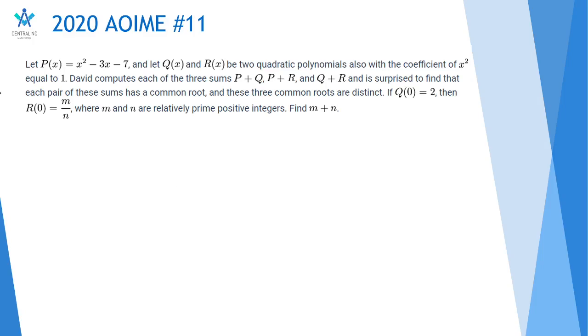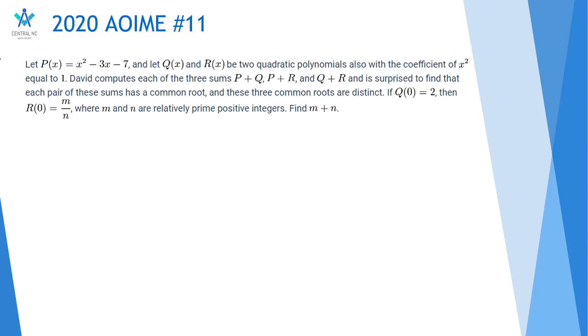But here we go. So the problem reads, let P of x equal x squared minus 3x minus 7, and let Q of x and R of x be two quadratic polynomials also with a coefficient of x squared equal to 1. David computes each of the three sums, P plus Q, P plus R, and Q plus R, and is surprised to find that each pair of these sums has a common root. And these three common roots are distinct. If Q of 0 equals 2, then R of 0 is equal to m over n, where m and n are positive integers, and find m plus n.